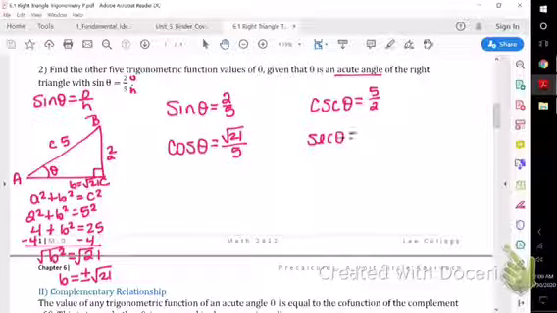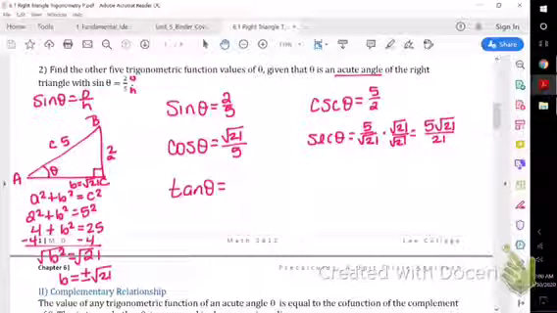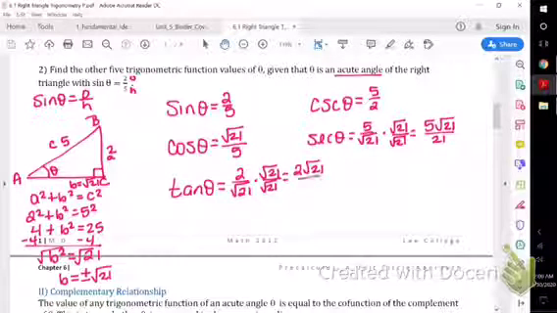Secant is a reciprocal of cosine, so it's going to be hypotenuse over adjacent, so it's going to be 5 over the square root of 21. Again, you got to rationalize that denominator. And so we get 5 square roots of 21 over 21. And then we get tangent of theta. Remember, tangent is opposite over adjacent. So it's going to be 2 over the square root of 21. Can't have that radical on bottom again. And so when we do this, we get 2 square roots of 21 all over 21.